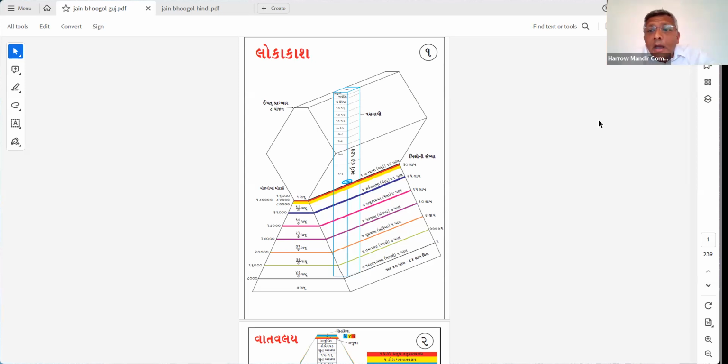Okay. What's it about the dev you mean? Yeah. Okay. So there's four types of devs. The Vyantar dev, they live in the middle lok and the lower lok. The Bhavanvasi dev, only a few live in the middle lok, but they predominantly live in the lower lok. They have Bhavans just above the first hell. Jyotishk Dev only reside in the middle lok and nowhere else. And the Vaimanik Dev reside in the upper lok.